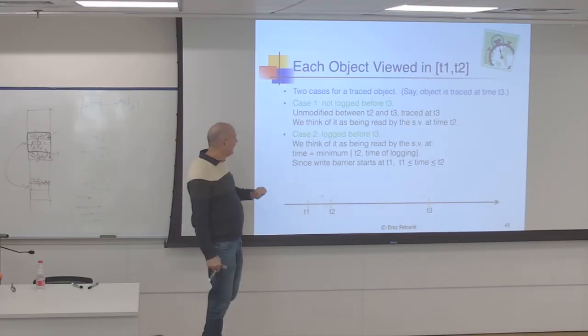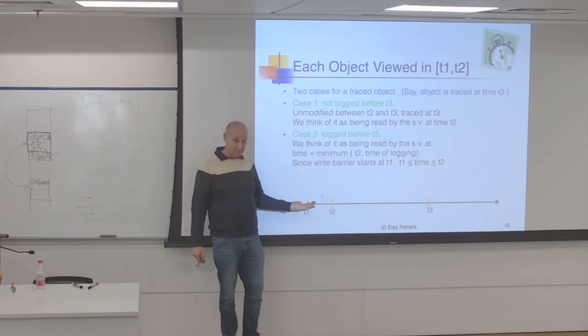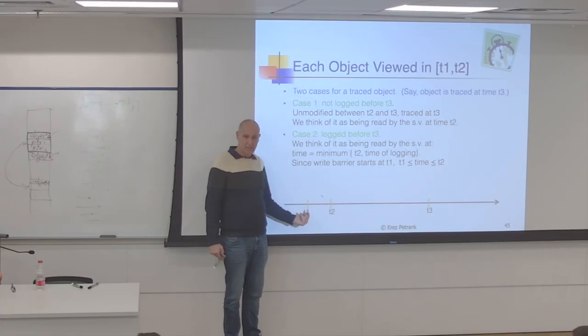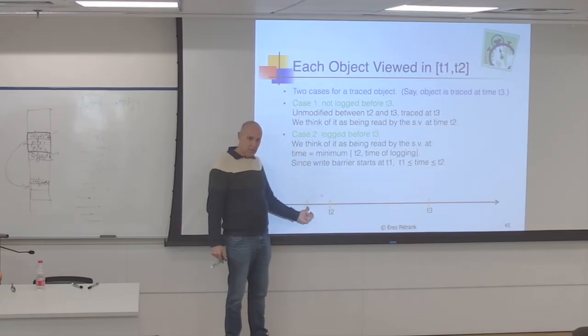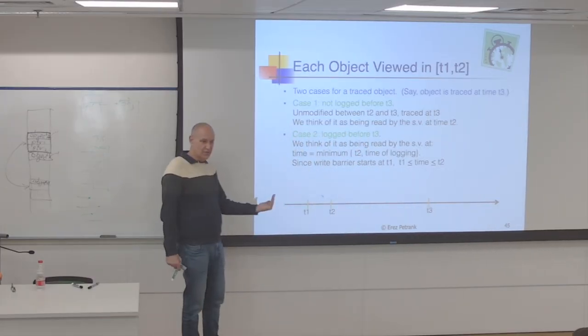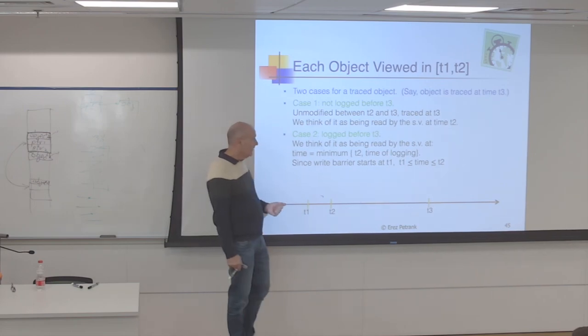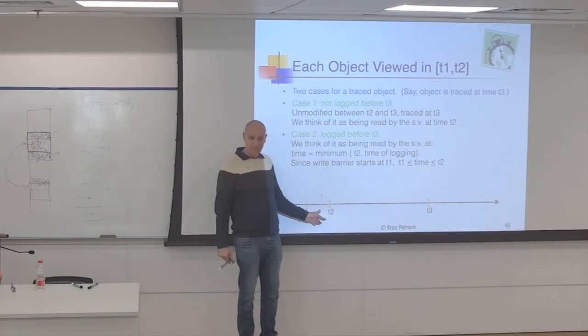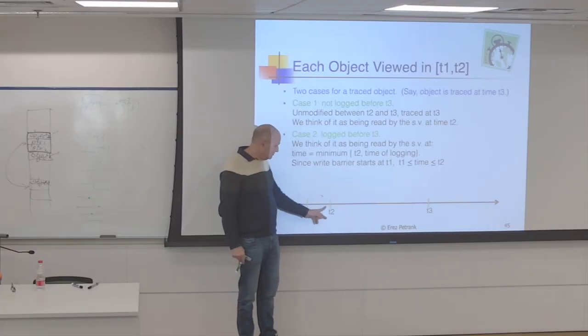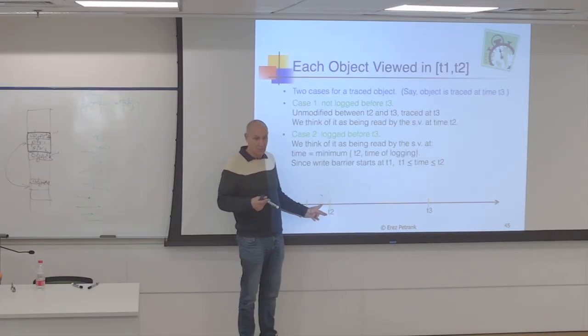The case two is that it has been logged. Now, it can be logged. Before T1, there is no write barrier. No one logs. But after T1, the threads start to log. And so it can be logged anytime between T1 and T3. And the collector is going to look at this log, right? So at the time where it was logged, this is the time that the collector gets a view of it. So if it was logged between T1 and T2, then perfect. I'm looking at the time between T1 and T2.